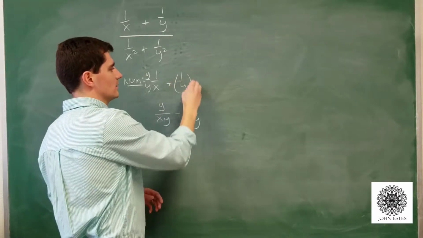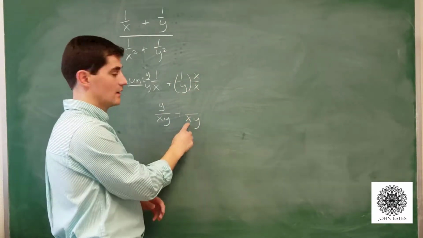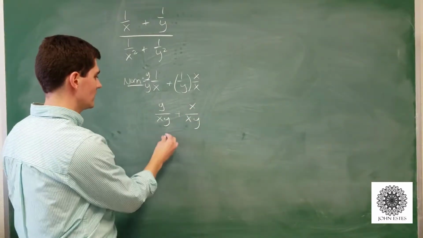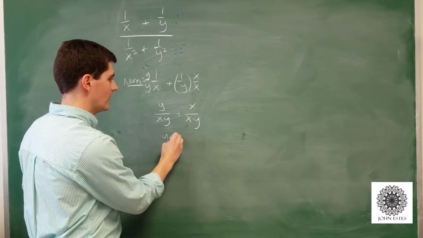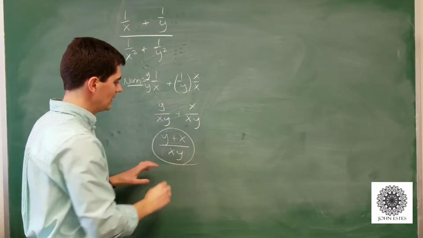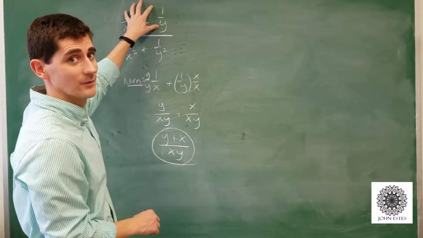In my second term, I need to multiply by x over x to get that common denominator. So I end up with x over xy. Now I can bring them together and have y plus x over xy. Okay, that now is my numerator. That would replace this up here.